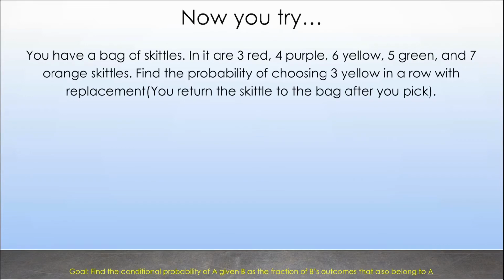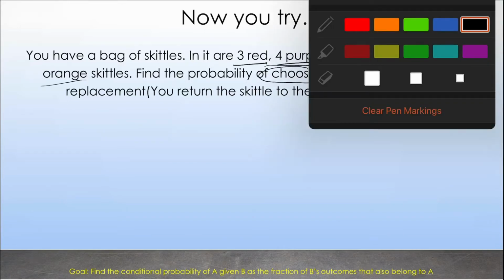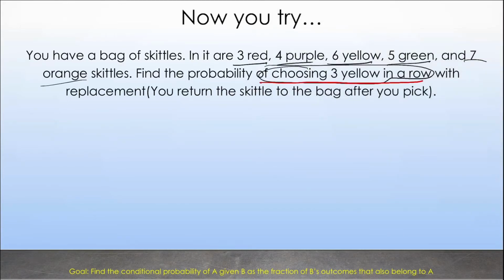Alright, now you try. So you have a bag of Skittles. In it are 3 red, 4 purple, 6 yellow, 5 green, and 7 orange Skittles. I'm just going to calculate how many that is. I think it's the same number as last time. Yeah, so there's still 25 Skittles. Find the probability of choosing 3 yellow Skittles in a row. So that's my key there. 3 yellow in a row. There's my yellow.